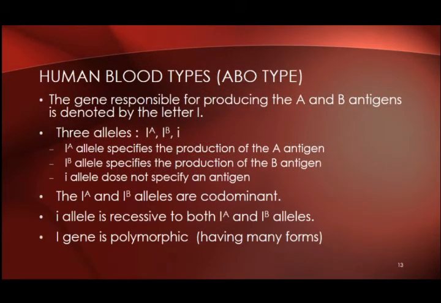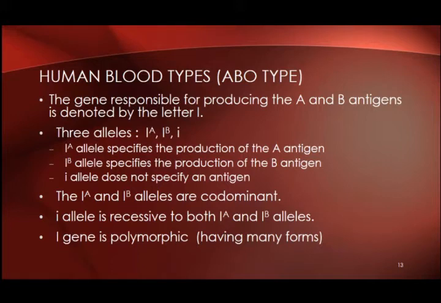So human blood types, or the ABO type. The gene responsible for producing A and B antigens is denoted by the letter I. You have three alleles, IA, IB, and small i. The IA allele specifies the production of the A antigen, the IB allele specifies the production of the B antigen, and the small i allele does not create any antigen. IA and IB alleles are codominant, but the small i allele is recessive towards both IA and IB alleles.